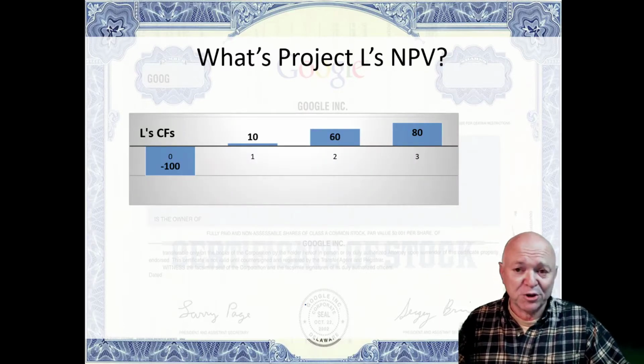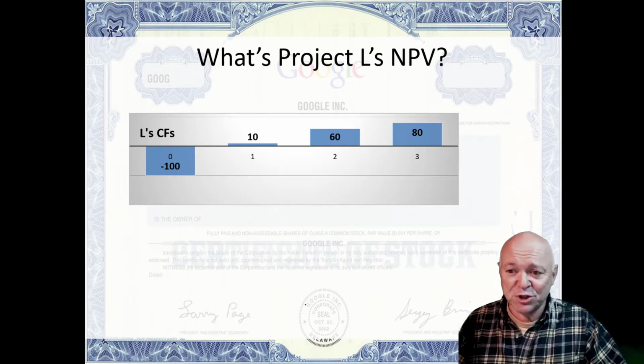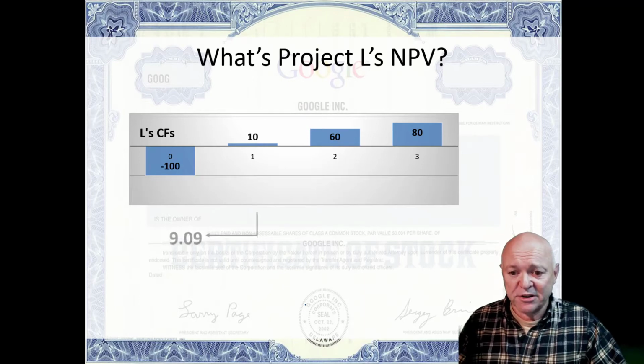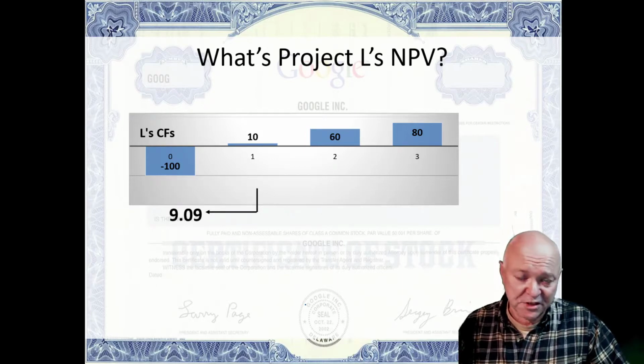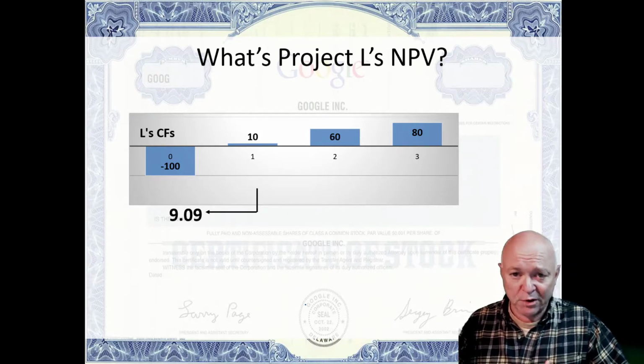So if we go back to Project L, the NPV of that project is going to be the minus 100 out, plus we're going to add in $10 million received in a year's time. 10 divided by 1.1 to the first power is worth $9,090,000.